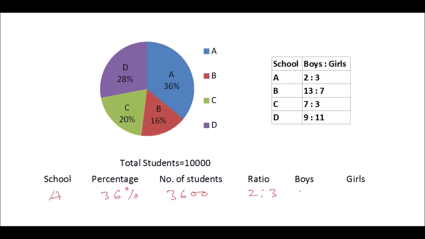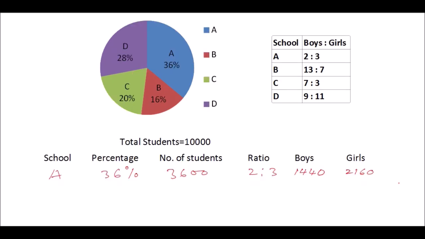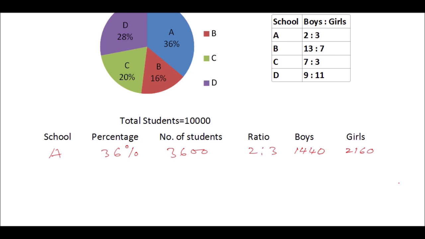Therefore, if we calculate, 3,600 divided by 5 into 2 will give you 1,440, and 3,600 divided by 5 into 3 gives you 2,160. These are the number of boys and the girls in school A. Next, we'll find school B.